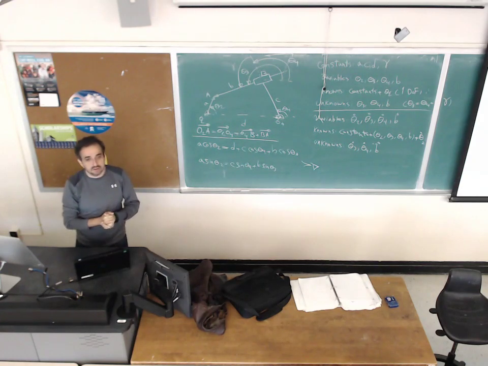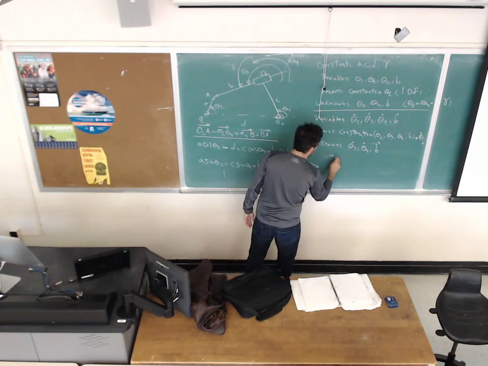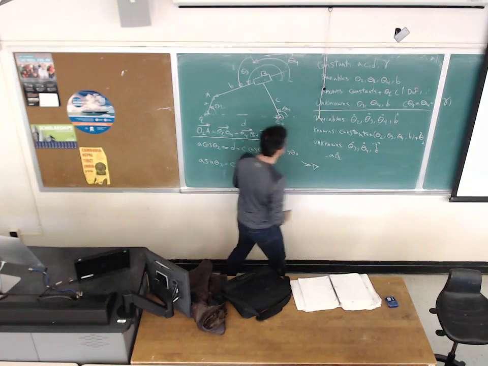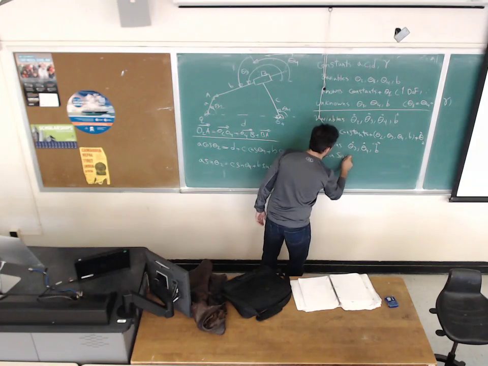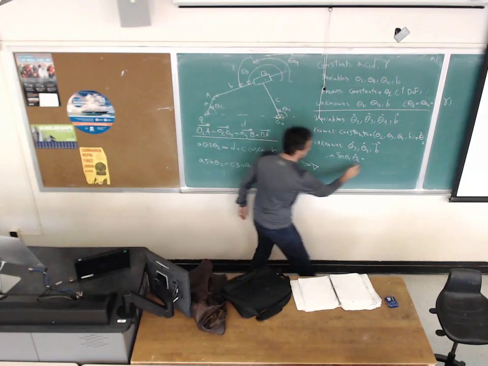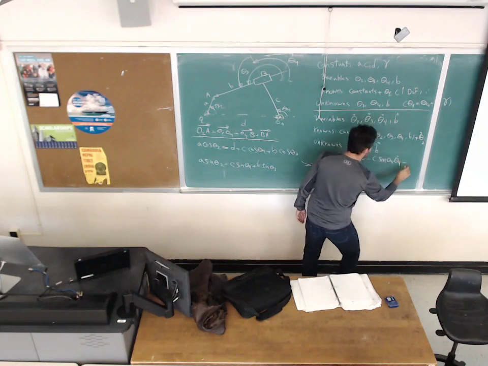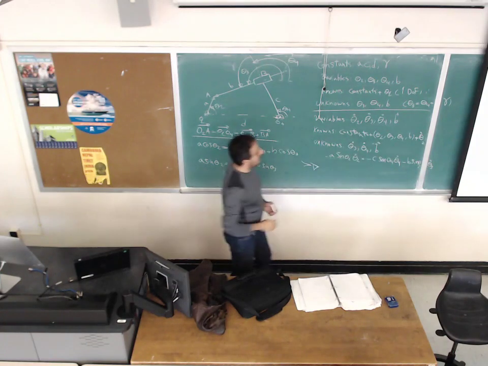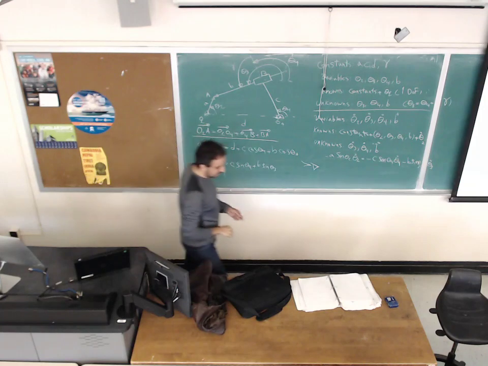Number 4. So, negative a sine theta 2 times theta dot 2, negative a sine theta 2 times theta 2 dot equals negative c sine theta 4 times theta 4 dot minus b sine theta 3 times theta 3 dot. Thank you. Number 27.